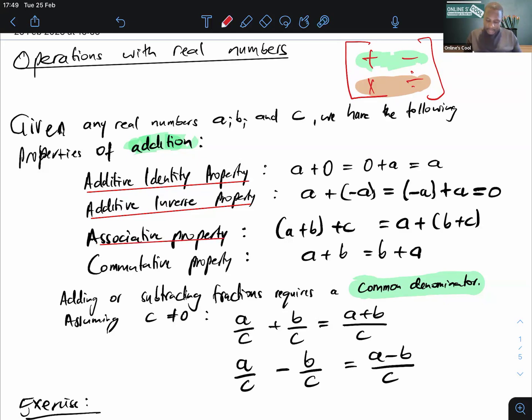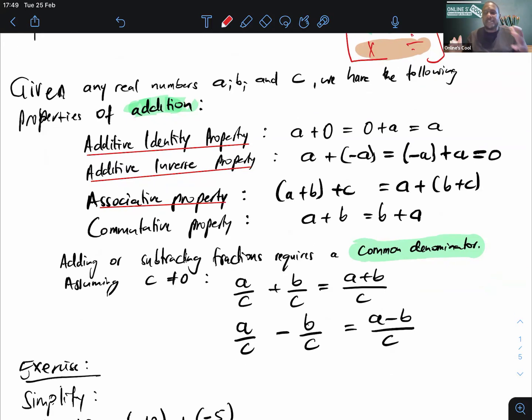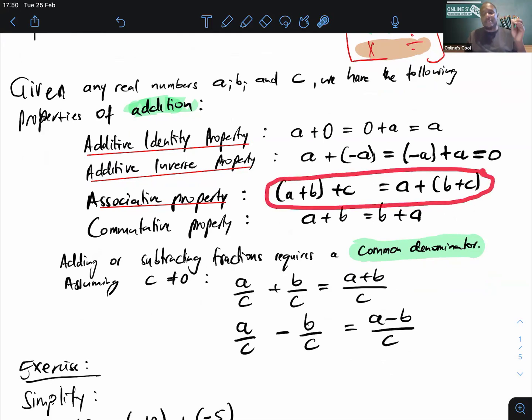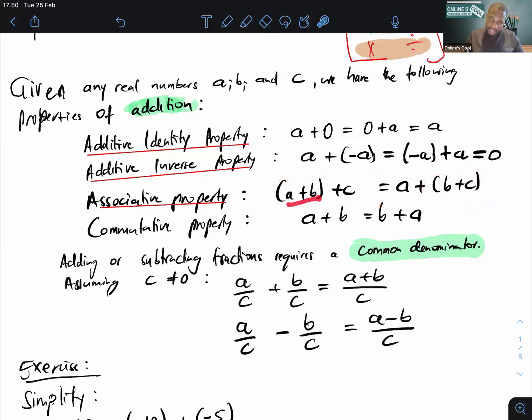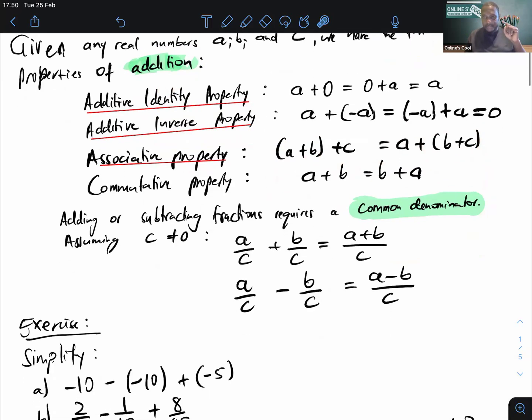The associative property says that when you've got, say, 3 numbers that you are adding, and the operation you are using with those numbers is addition, then whether you add A plus B first before you add C is the same as if you add A first and then add B plus C separately. So whether you start adding these 2 first or these 2 first, it does not matter when it comes to addition.